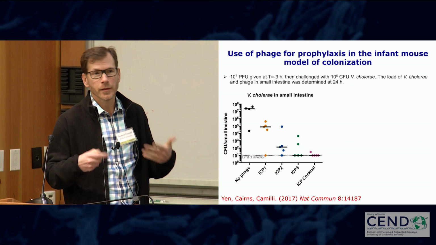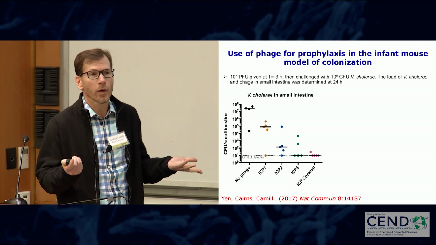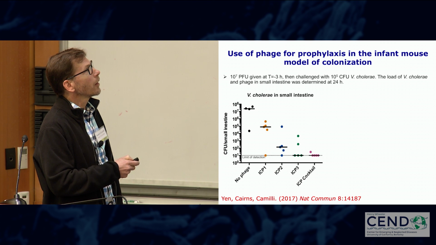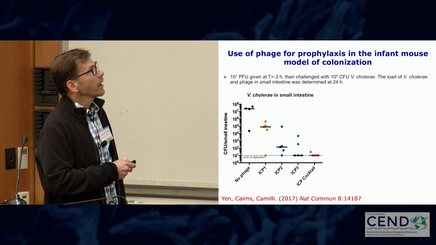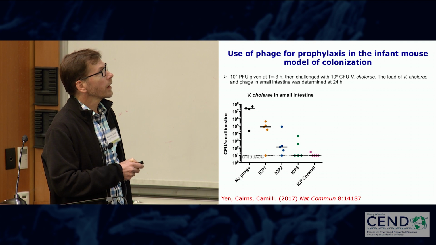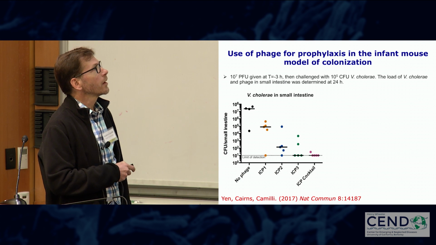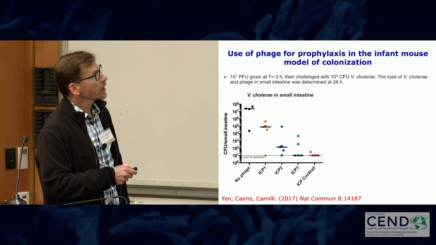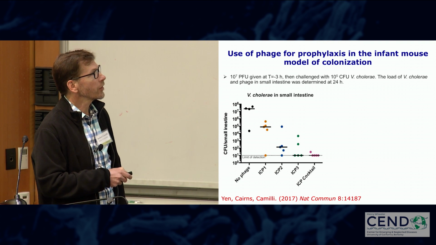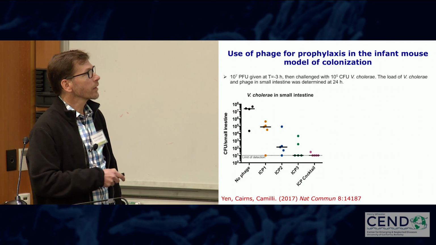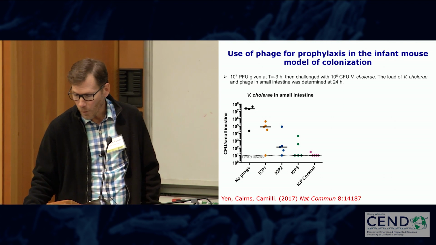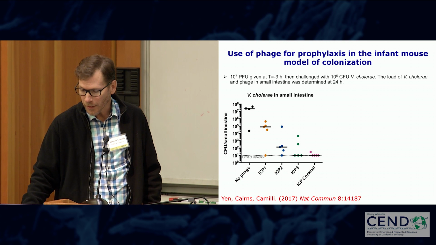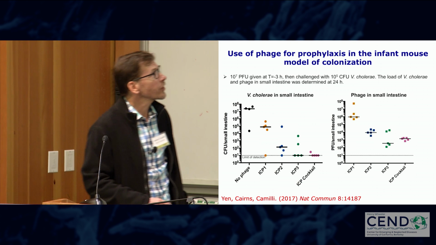ICP1, this omnipresent phage, actually performed the worst. It protected a couple orders of magnitude, but almost all the animals were colonized, and we see lots of escape mutants, by the way, in these single phage prophylaxed animals. ICP2 and 3 worked better, especially ICP3, which is the most virulent of our phages. And then the cocktail worked very well as well. We kind of predicted that since the 3 phages work differently, targeting two different receptors.